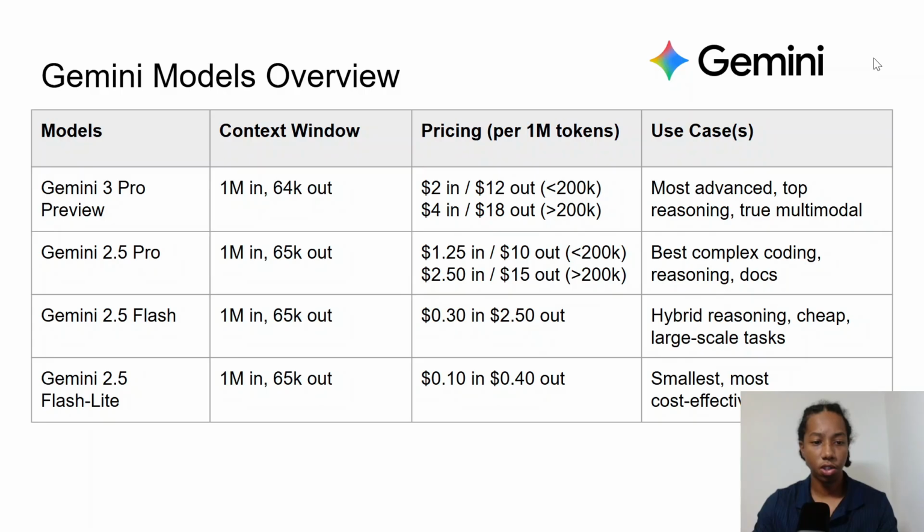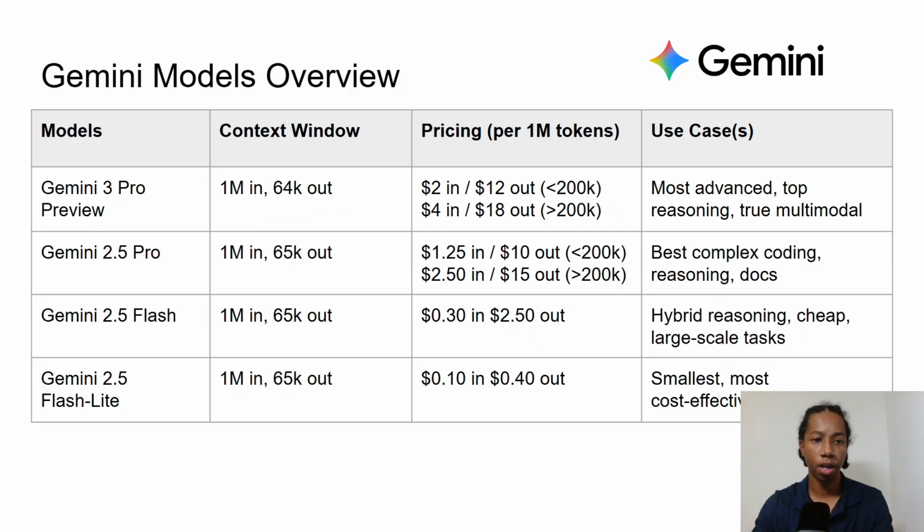So in terms of both 2.5 Flash Lite and 2.5 Flash, they're both relatively cheap models. So for Flash Lite, $0.10 to $0.40 we're looking at, and for 2.5 Flash we're looking around $0.30 to $2.50 out. Now when we're looking at 2.5 Pro and especially 3 Pro, they're slightly more expensive in terms of pricing.